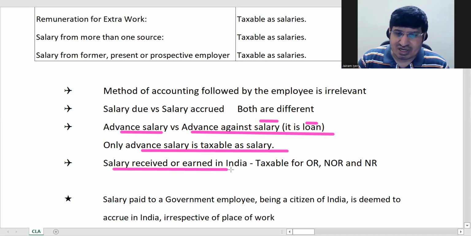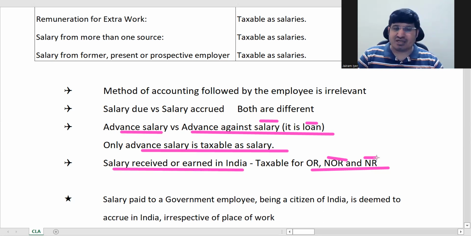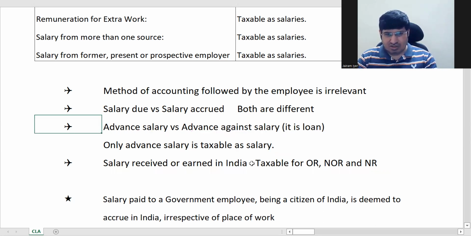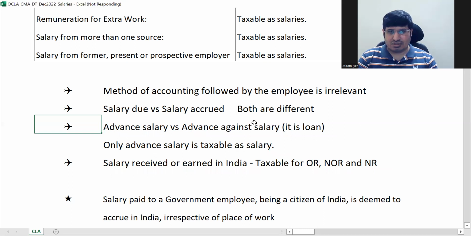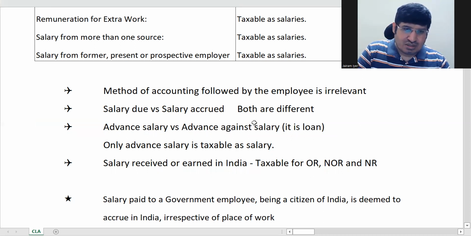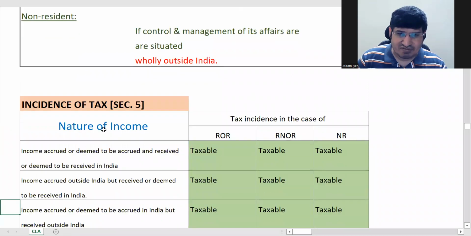Now, salary received or earned in India and your residential status. Go back to your incidence of tax. Salary received or earned in India is taxable for all employees: ordinarily resident, not ordinarily resident, non-resident. We had that incidence of tax table, right? You want to see that, then I can show you the incidence of tax table. See, this was your incidence of tax table, correct?